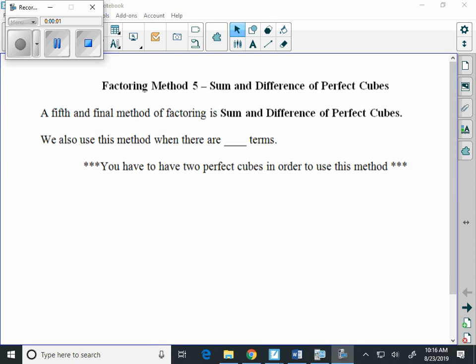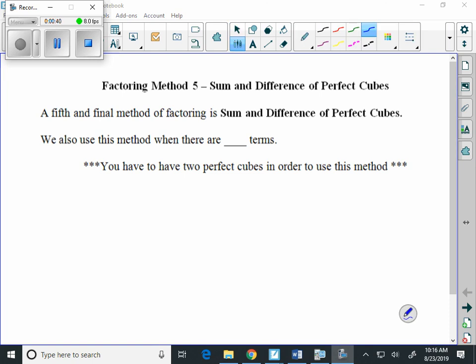We're going to talk about our last factoring method, which is the sum and difference of perfect cubes. The first thing I want to point out is that we can factor when two values are added together or two values are subtracted together. That's different from the difference between two squares, where we can only do that kind of factoring with subtraction. With cubes, we can do it with either addition or subtraction. Again, it is called the sum and difference of perfect cubes.